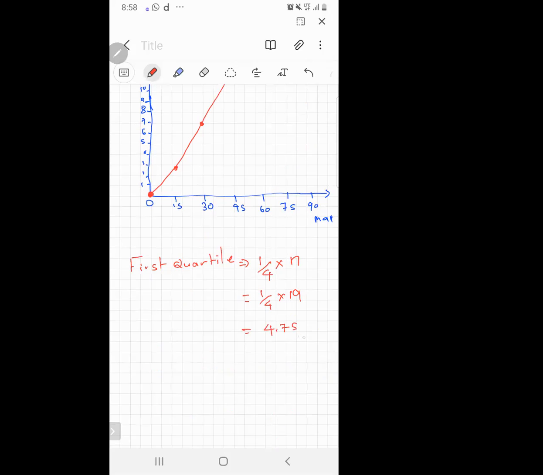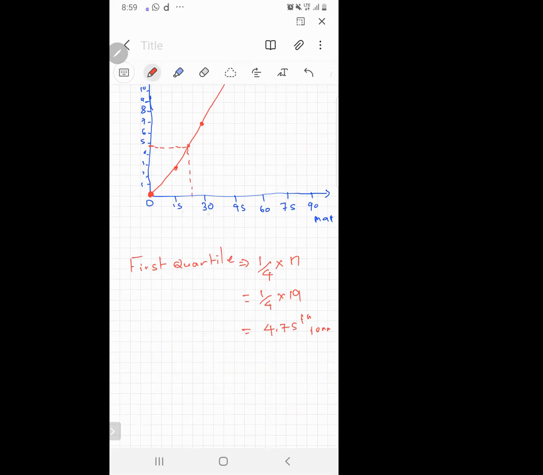4.75. 4.75 term. அப்ப 4.75 term தான் எது? First quartile. அதாவது கால் பங்கு. அப்ப கால் பங்கு மார்க்ஸ் வரும் 4.75. நார்மலி கிட்டத்தட்ட 5 க்கும் 4.5 க்கும் இடையில. சோ அதோட மார்க்ஸ் வேல்யூ என்ன?